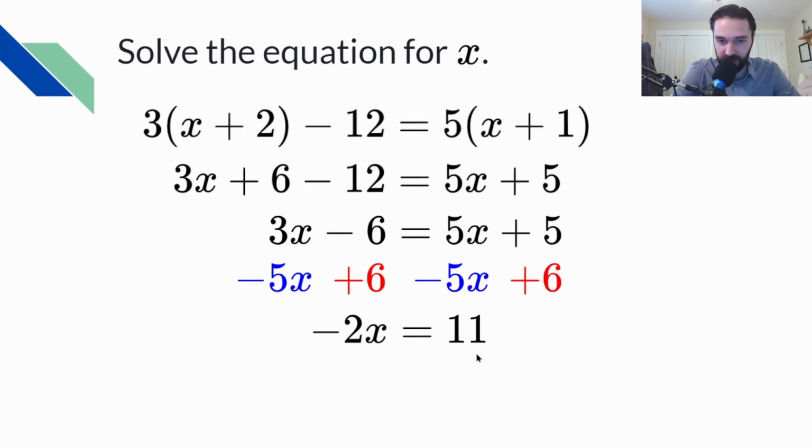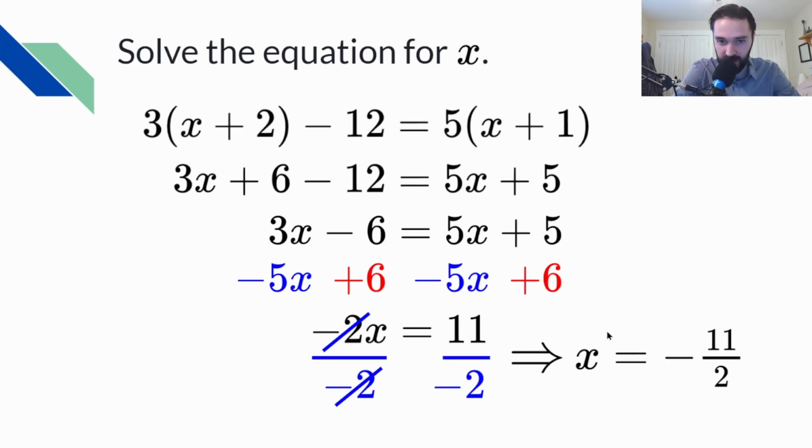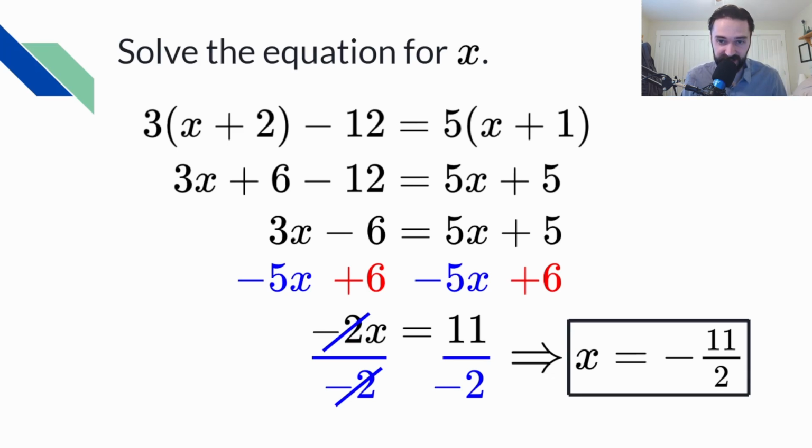To isolate x, we need to divide both sides by negative 2. The negative 2's cancel on the left-hand side when we do that, and that leaves us with x equals negative 11 over 2. So that's our final answer. Remember, this is not the equation of a line. This is just a point on the number line. It's just x equal to some value. This is a linear equation in one variable.